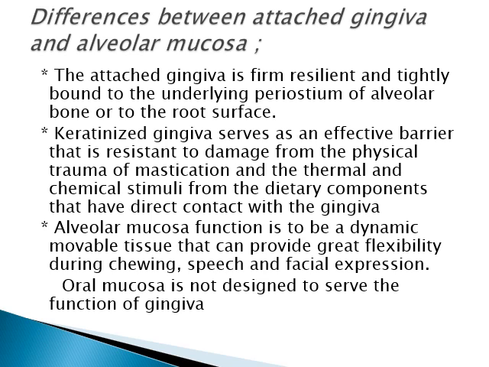The difference between attached gingiva and alveolar mucosa: the attached gingiva is firm, resilient, and tightly bound to the underlying periosteum of the alveolar bone or tooth surface. Attached gingiva is keratinized to serve as a barrier against damage that may occur during eating from trauma, chemical stimuli, or thermal stimuli. Alveolar mucosa is not keratinized, and is mobile mucosa; it can provide great flexibility during chewing, speech, and facial expression.